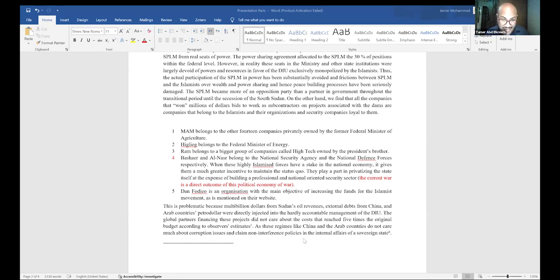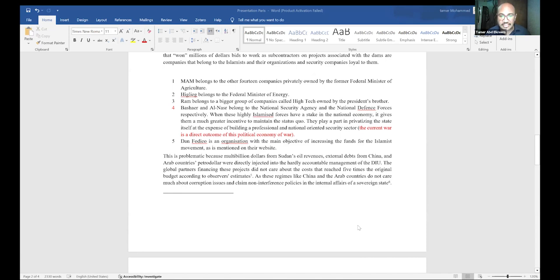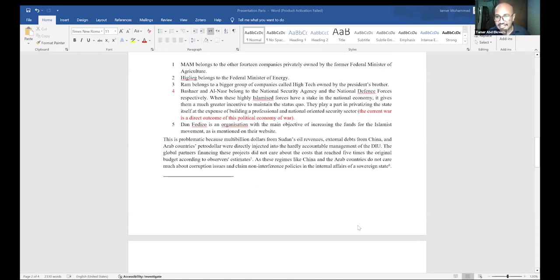And then the last company I want to give as an example, Danfodio, is an organization whose main objective is increasing funds for the Islamist movement, as mentioned on their website. This is problematic because multi-billion dollars from Sudan's oil revenue and external debts from China and Arab countries, petrodollars, were directly injected into this hardly accountable Dams Implementation Unit.